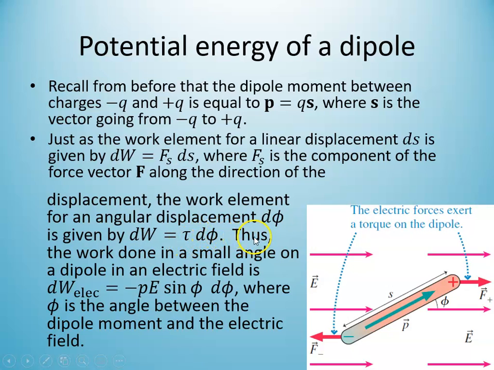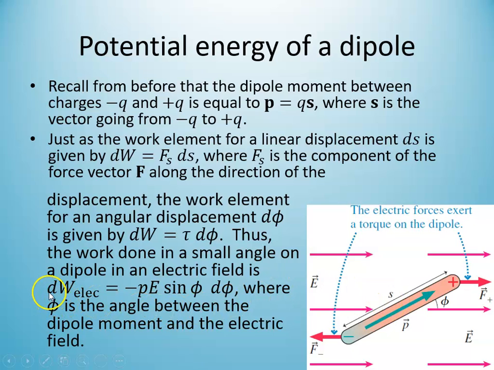But what is tau, that is the torque, for this situation? Well, we got into that back in a previous chapter: the torque that a dipole feels in an electric field is equal to the dipole moment times the electric field times the sine of the angle. So if you have a large angle, say 90 degrees, then it makes sense you're going to have a maximum magnitude of torque there.